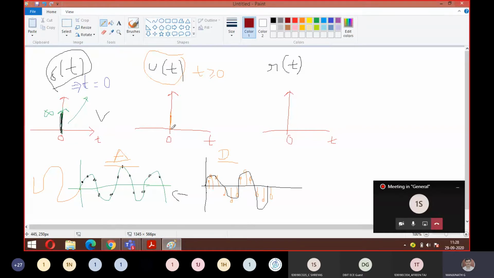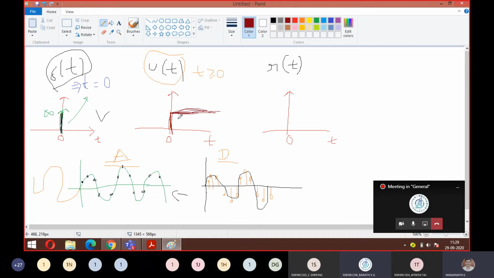The signal exists for t equal to 0 and greater than 0. So just look here. If the signal is going in this way, then for t less than 0, is it visible what I wrote? Everyone, is it visible here? No, sir. Share screen. Yes, sir. Now it is visible, sir.